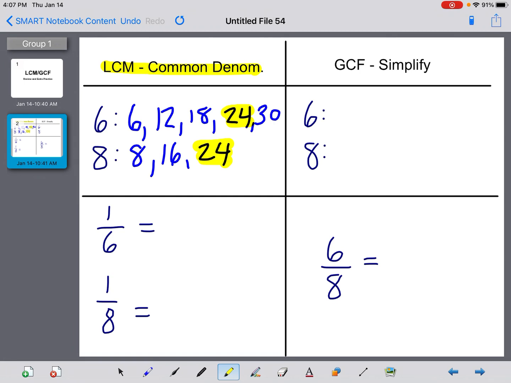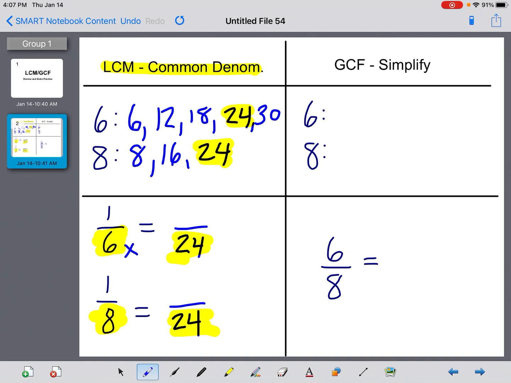And the reason that we find the LCM between those two numbers is because sometimes with fractions we need to make two fractions have a common denominator, make them have the same bottom number. So once you know the least common multiple, you know that both of your fractions are going to have 24 as the denominator.